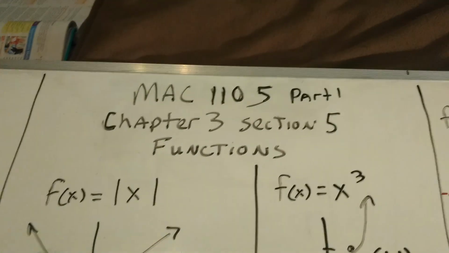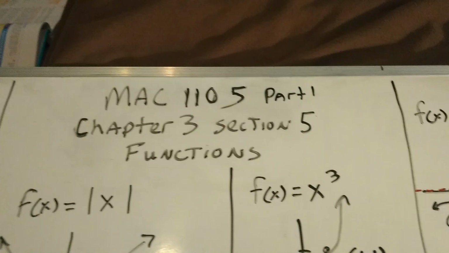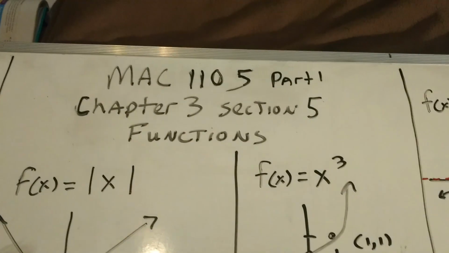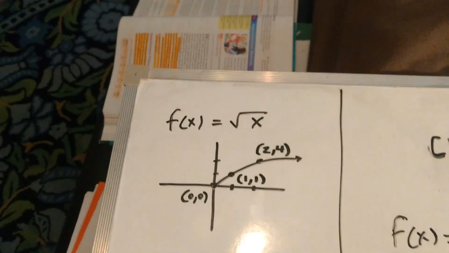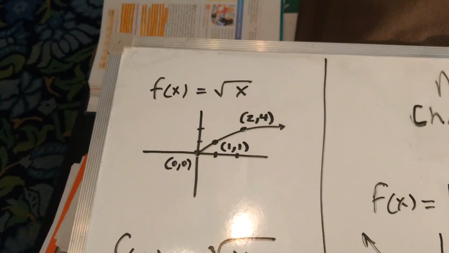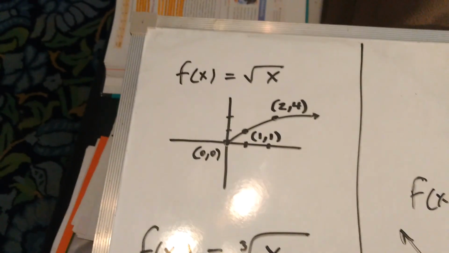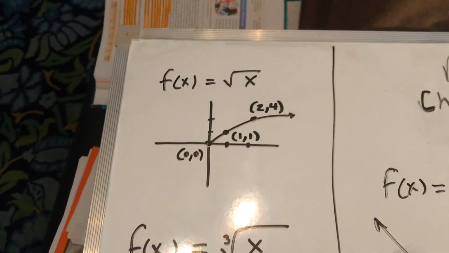MAC 1105 College Algebra, Chapter 3, Section 5, Part 1. We'll do this in two parts. Okay? First part just deals with what we call the library of functions. And you just have to know the library of functions. You'll see why in Section 6 when we do transformations.